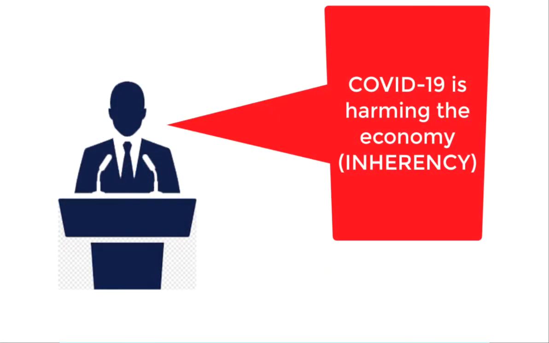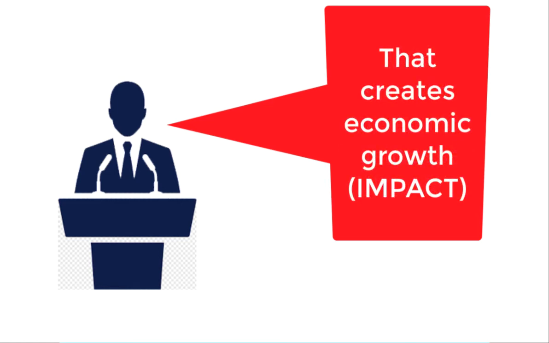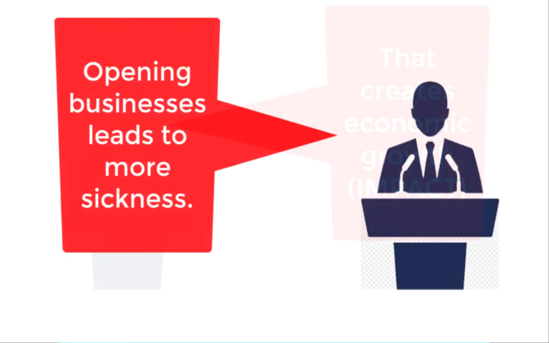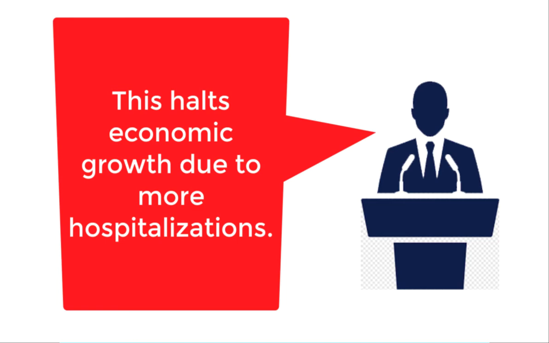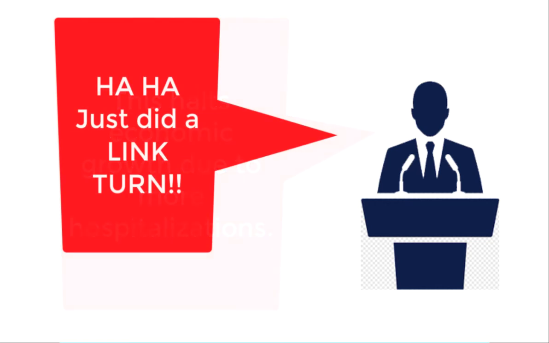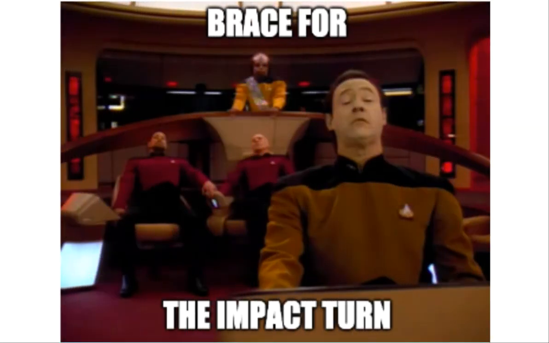Let's say your opponent claims that COVID-19 is harming the economy. There's your inherency. So we're going to open up businesses. There's our plan. That's going to create economic growth. There's your impact. You claim in response that opening up businesses leads to more sickness, and that halts economic growth due to more people ending up in hospitals. This is called a link turn, meaning you captured their impact by turning the link between the inherent problem and the impact.